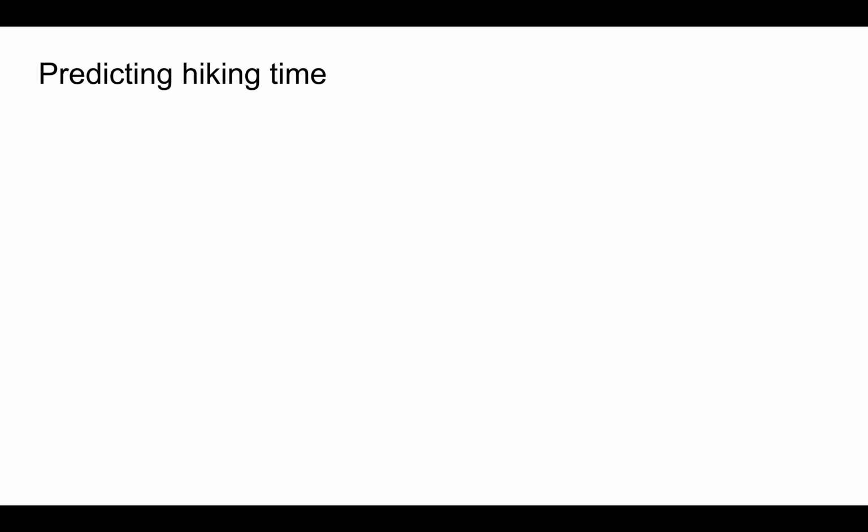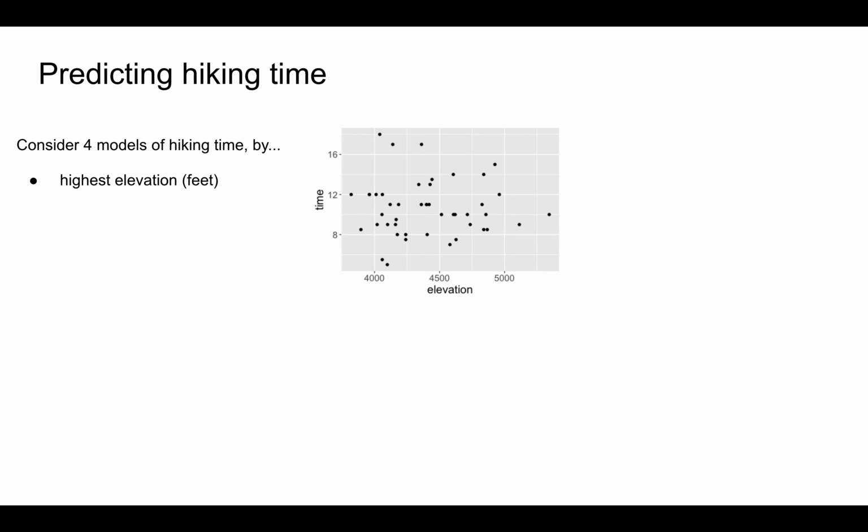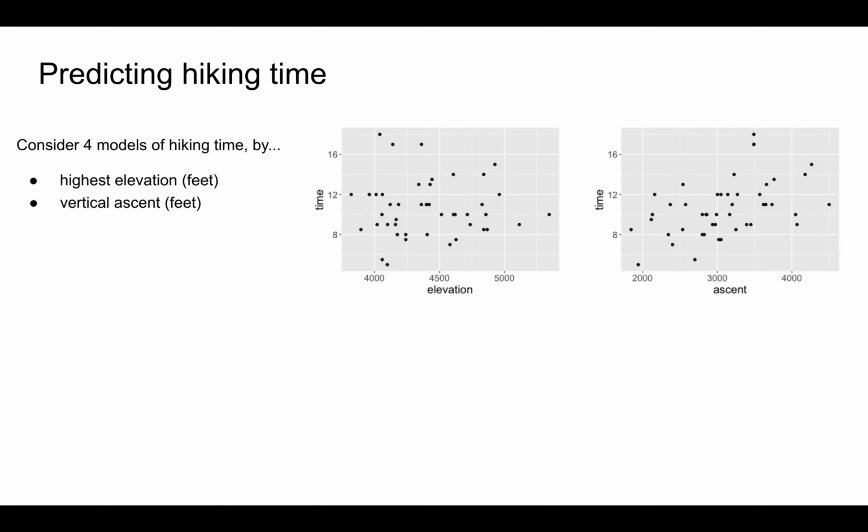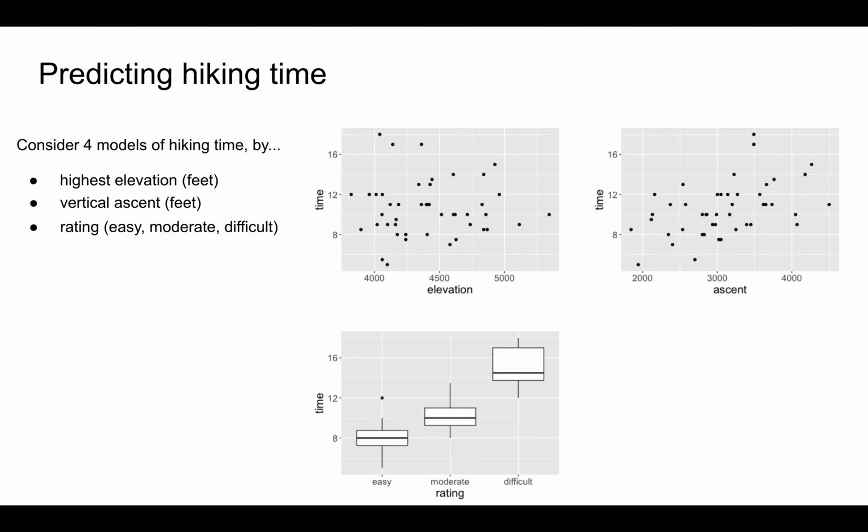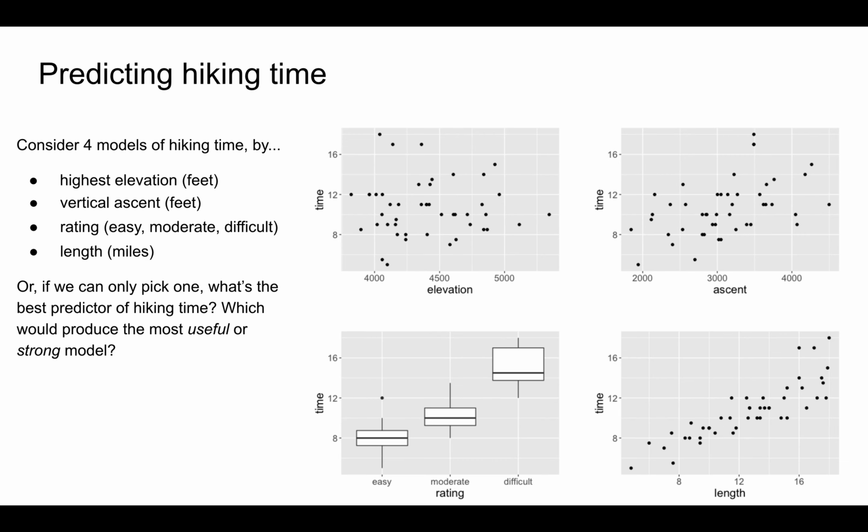Consider 4 possibilities. We could model hiking time by the highest elevation in the hike, by the vertical ascent of the hike, that is, how many vertical feet it covers, by the hike's rating, whether it's easy, moderate, or difficult, or by the total length of the hike in miles. Now suppose that you could only pick one of these 4 potential predictors of hiking time. Which would it be? That is, which predictor would produce the most useful or strong model?